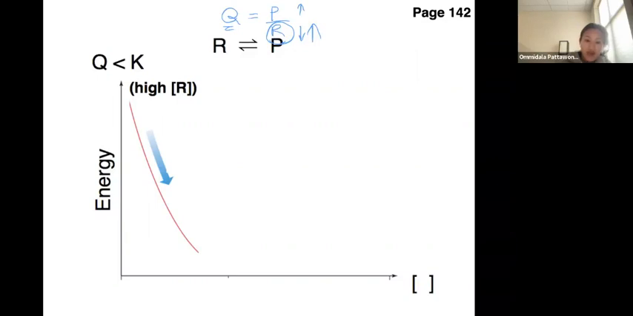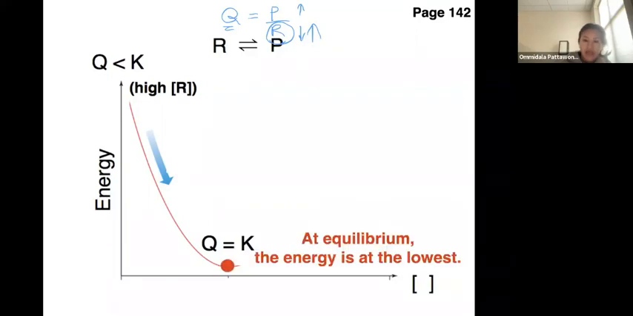As the Q value increases, eventually it reaches the point of equilibrium when Q equals K. When Q equals K, it indicates that the system is already at equilibrium, and at equilibrium, the energy is at the lowest. So it's at the stable state. That's why the reaction shifts forward, to produce more of the product in order to reach that equilibrium point at the lowest energy.